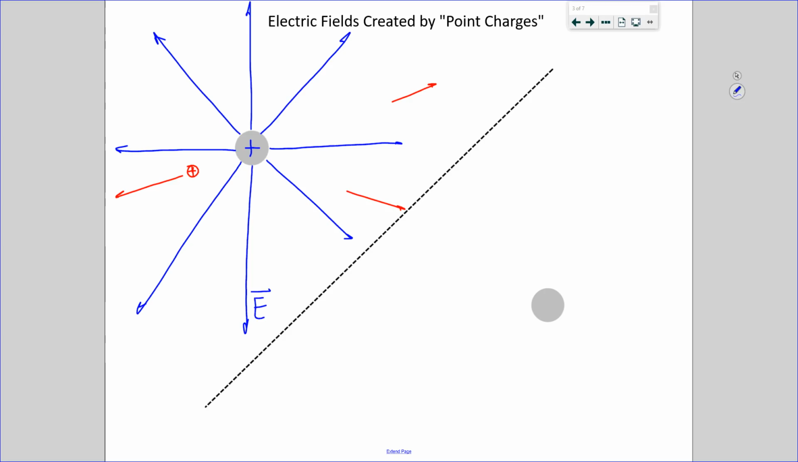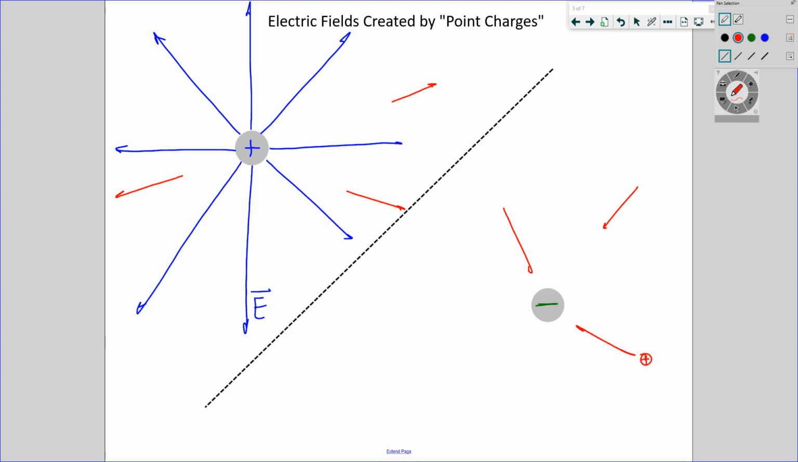Fair enough. If we want to talk about the electric field made by a negative charge, what we have to do is still take a positive charge, place it anywhere around here, and look at what direction the force that this positive charge would experience points. Put it there, the force points that way. Put it here, the force points that way. Put it here, the force points this way, and you get the pattern.